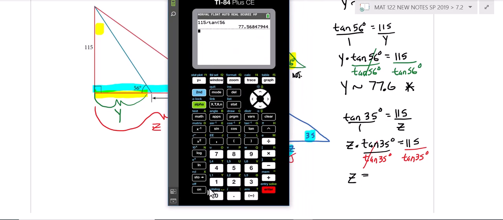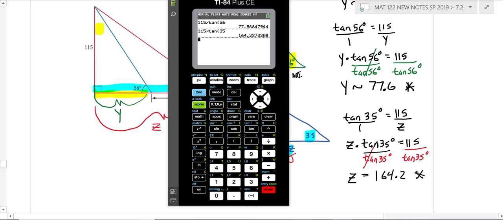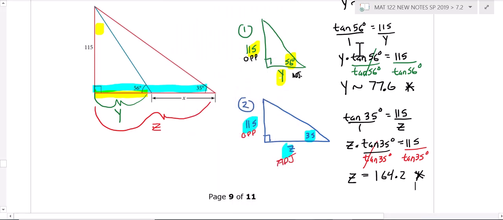So I'm going to go ahead and do this on my calculator. I'm going to take 115 divided by tangent of 35, and we got it. That is going to be 164.2. And I expected that to be bigger. So see, what we have is these two parts. We got y is this, we have z is this. Now step 3, what do we do? z is the big part, y is the small part.